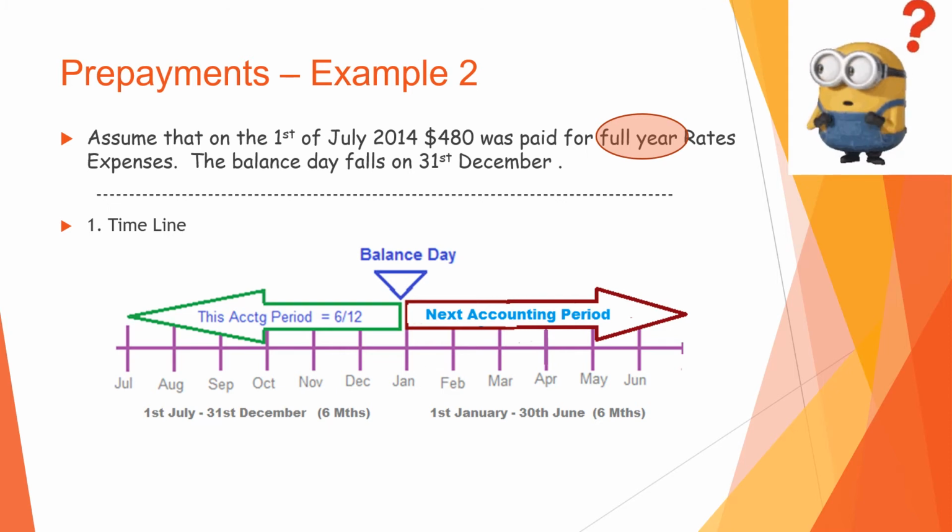So now when we see from 1st of July, August, September, October, November, December 31st, that is 6 months. That means half of the year. Half of $480 is for this accounting period, and the other half is for the next accounting period. And when we do the calculation, rate expenses is 480 multiplied by 6 over 12 months, which is equal to $240 for this accounting period, and the other $240 has been prepaid for the next accounting period.